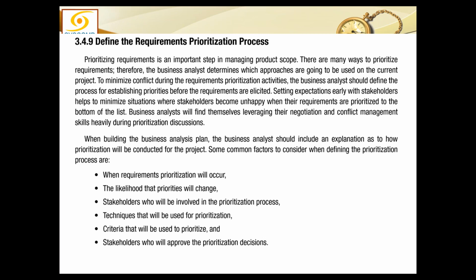You can approximately prioritize things. You can think it from your own mind. You can do some kind of survey and prioritize things. Maybe your stakeholder management strategy dictates which stakeholder is more important and which requirements are more important. So setting expectations early with the stakeholders helps to minimize the situation where stakeholders become unhappy when their requirements are prioritized to the bottom of the list.